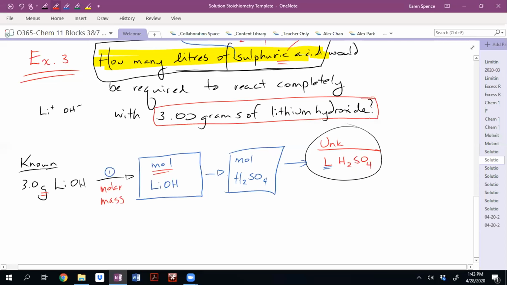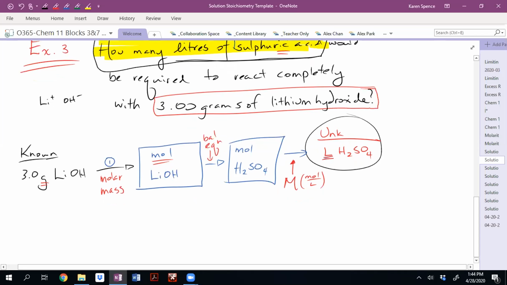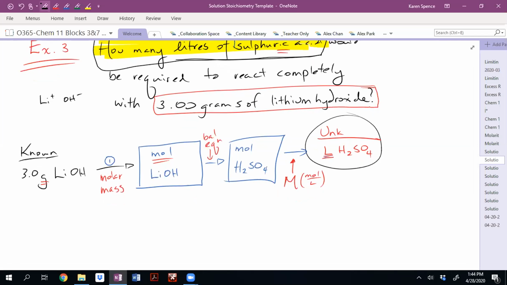Excellent. What are we going to use to go from moles of lithium hydroxide to moles of H2SO4? The balanced equation, yes. And finally, what are we going to use to go from moles of H2SO4 to liters of H2SO4? Molarity, that's right. We're going to use the molarity, the moles per liter. Excellent. All right, so now we've got our question set up to do. And let's work through it then.